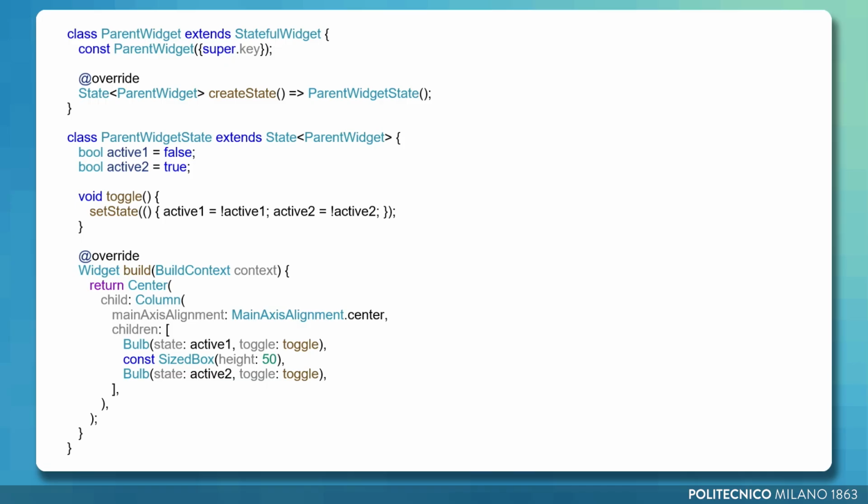This parent widget is the stateful component in charge of managing the state of the child components. The structure of a stateful widget is always the same. The widget itself overrides createState, while the corresponding state class handles the state management. In this case, we consider two state elements, two Boolean values, active 1 and active 2. To ensure that the two bulbs are never on at the same time, we initialize one to false and the other one to true. For the same reason, the callback toggle, besides calling setState, simply negates both values. So, whenever one of the two bulbs is clicked, their values are inverted.